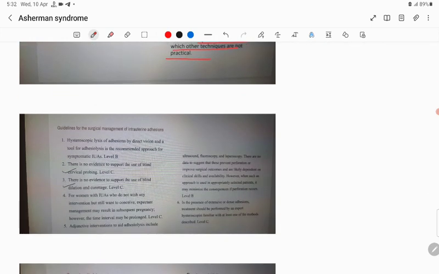The guideline for surgical management of intrauterine adhesion: hysteroscopic lysis of adhesions by direct vision with a tool for adhesion lysis is the recommended approach for symptomatic intrauterine adhesion. There is no evidence to support the use of blind cervical probing. There is no evidence to support the use of blind dilatation and curettage.